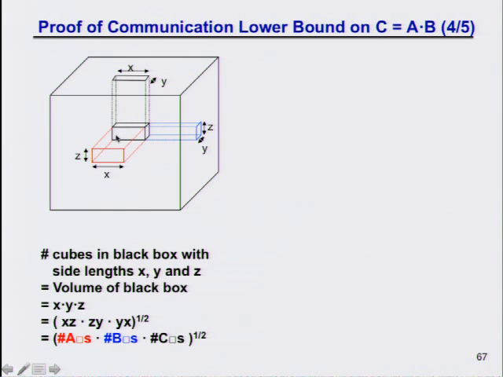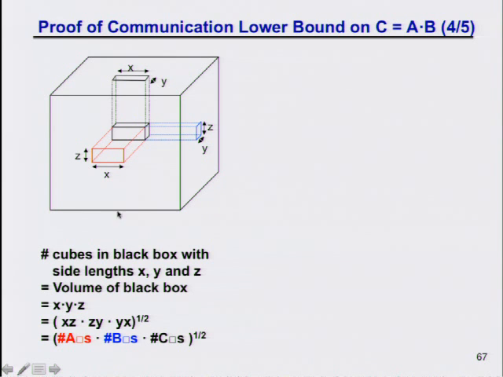So the number of multiplies in this black box is just obviously the volume of this thing, x times y times z. That's the volume of a brick. But I can write that as the area of this, the number of entries of A, the area of this, the number of entries of B, the area of that, the number of entries of C, and take the square root. Right? If I just multiply these areas together, I get x squared times y squared times z squared. Take the square root, and I get the volume.